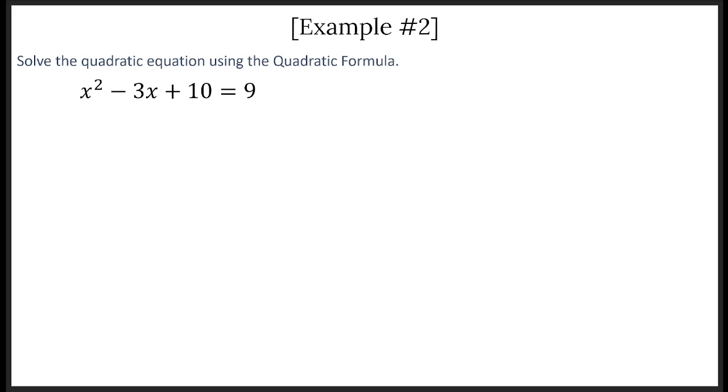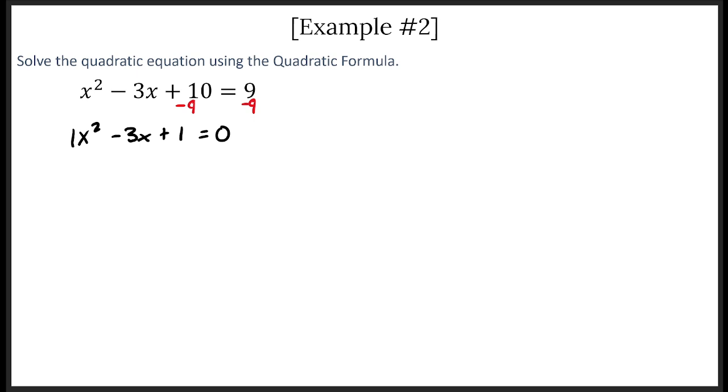Solve the quadratic equation using the quadratic formula. There's a little hiccup in this one because in order to solve, we need to have our equation equal 0. Right now we have equals 9, so we got to fix that. Let's take away 9 from both sides. X squared minus 3x plus 10 minus 9 will be a positive 1 equals 0.